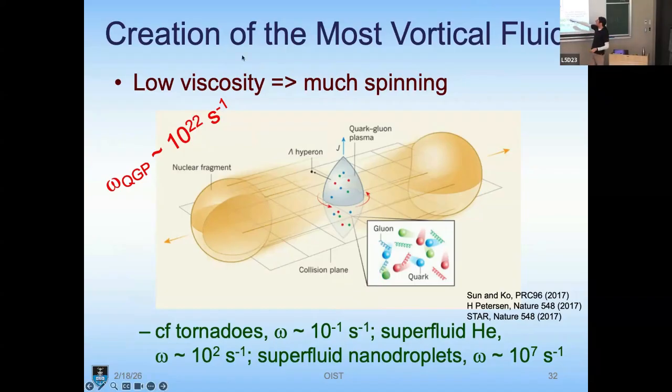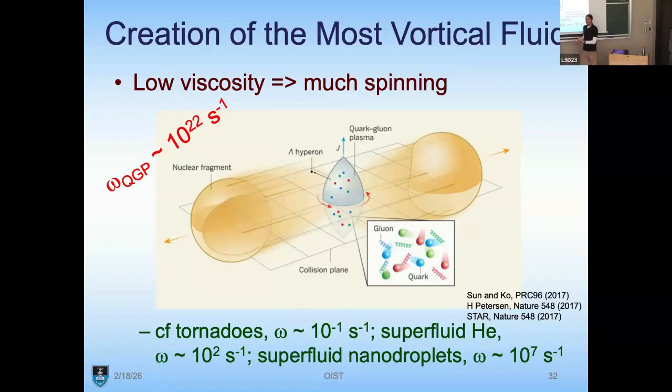And what one finds is that the angular frequency of this quark-gluon plasma is on the order of 10 to the 22 radians per second. How big is that? Well, tornadoes are about 1/10 of a radian per second. And the fastest rotating material we've ever seen before this was superfluid nanodroplets, which had about 10 to the 7 radians per second. So it's 15 orders of magnitude larger.